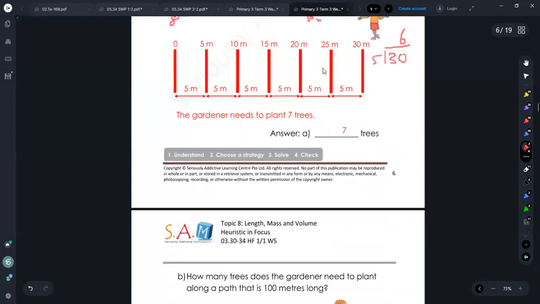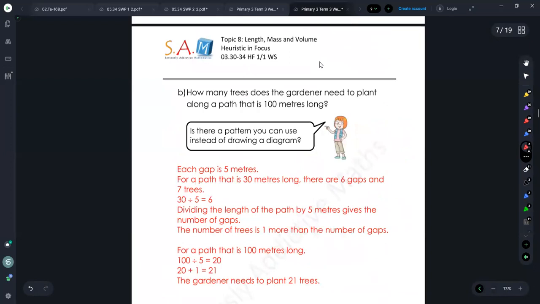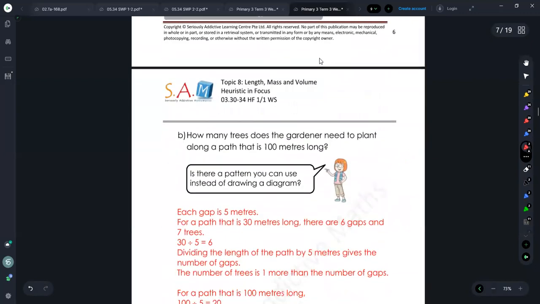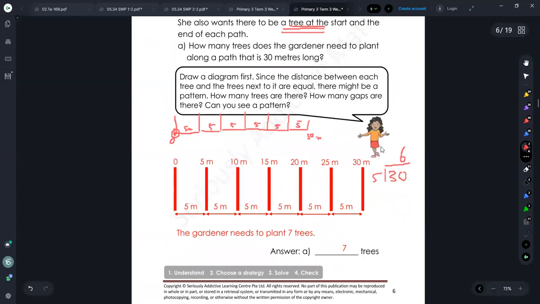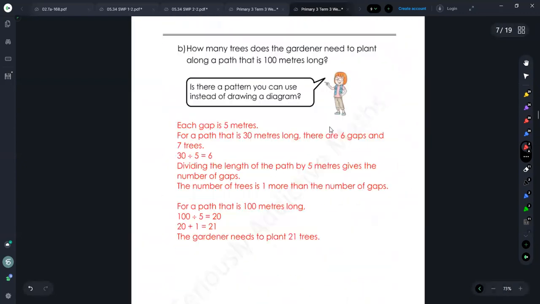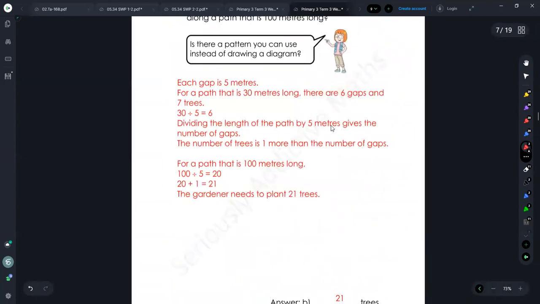Okay, so you can teach them this method. And then we might want to challenge them. So if there are 100 meters, sorry, if the length is 100 meters, what should it be? So now that you have taught them this, you can get them to use this method to try and solve B. Let's see how they go.